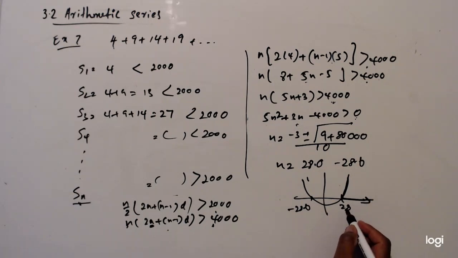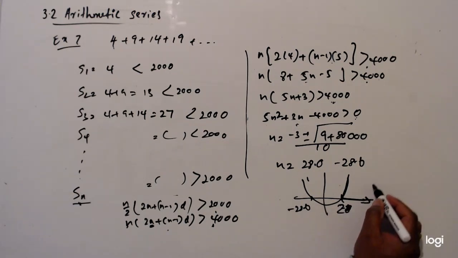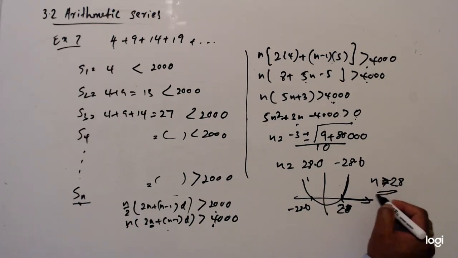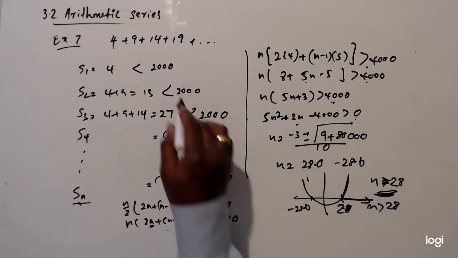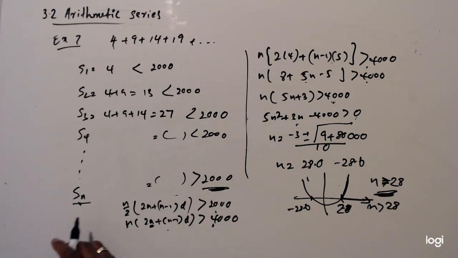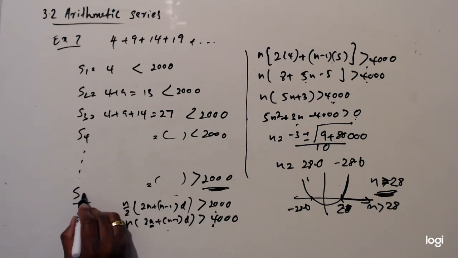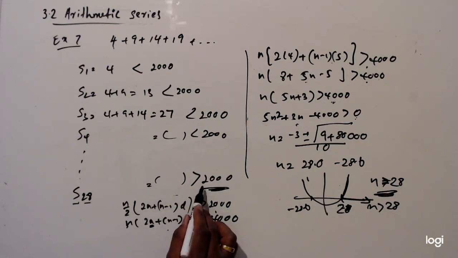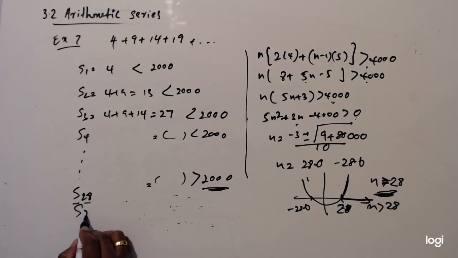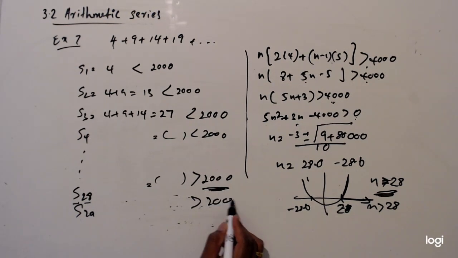So simply you can tell that this is 28. So n has to be greater than, the minimum one is n equal to 28. And for all numbers n greater than 28, the sum exceeds 2000, this boundary. So S28 is greater than 2000. Then we know that S29 is definitely greater than 2000, and so on.